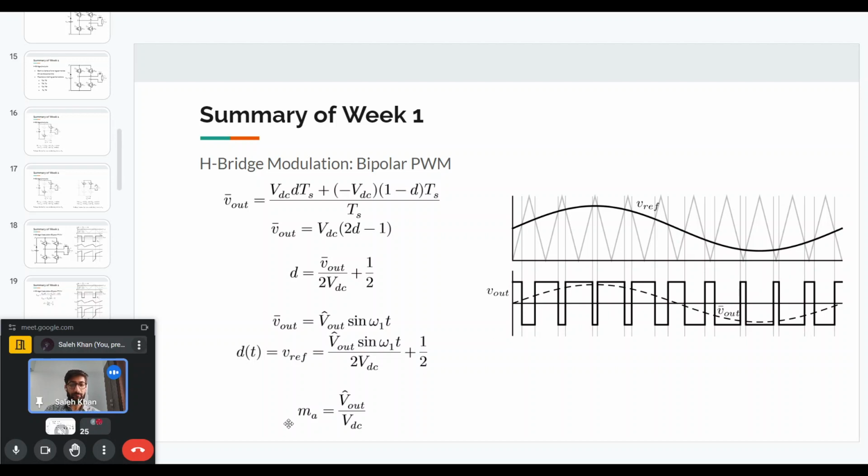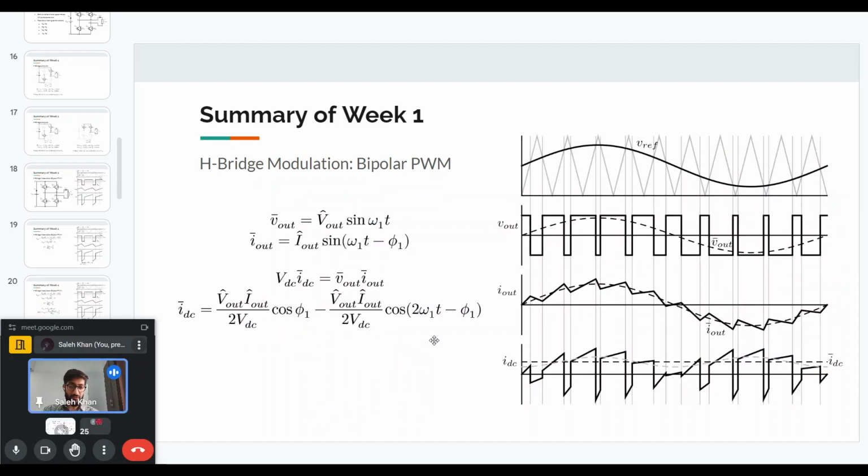And then we can define the modulation index, which is defined as V out hat divided by VDC. And this modulation index we can use to find out the minimum DC voltage required for a particular output voltage. Normally, especially for a single phase H-bridge converter, the maximum MA that we get in what is called the linear modulation region is 1. That means if you want an output voltage with a maximum of V hat, you need a DC voltage at least equal to V hat. So if we want an output voltage which goes to 300 volts, then you need a DC voltage that is at least 300 volts or more. So that was about bipolar PWM.